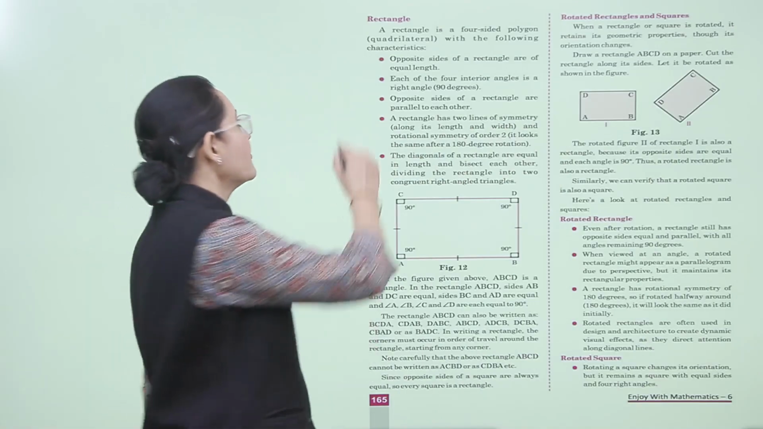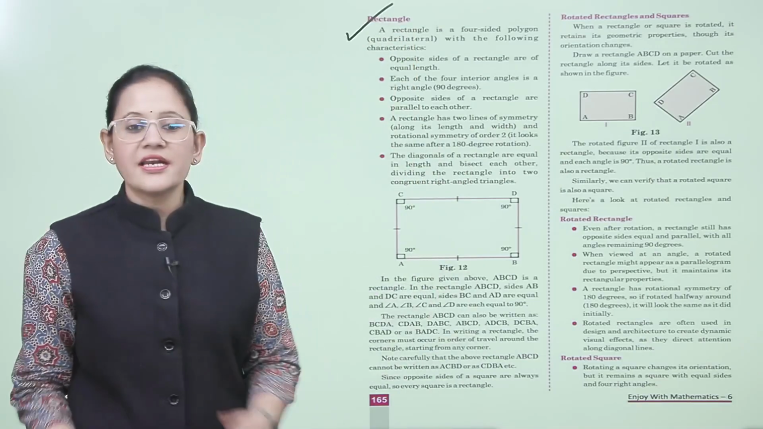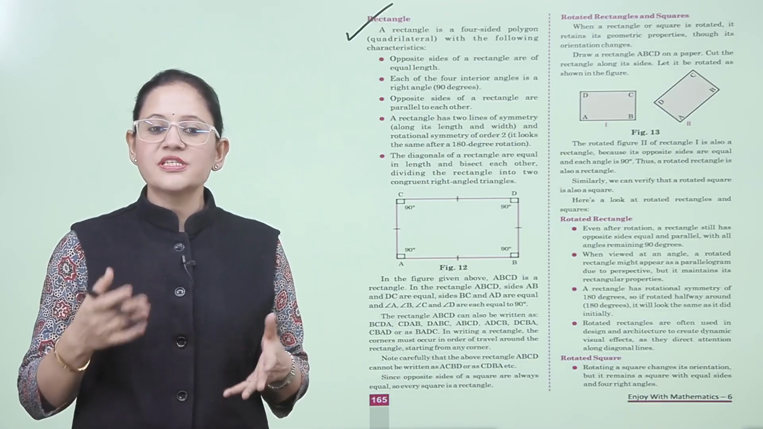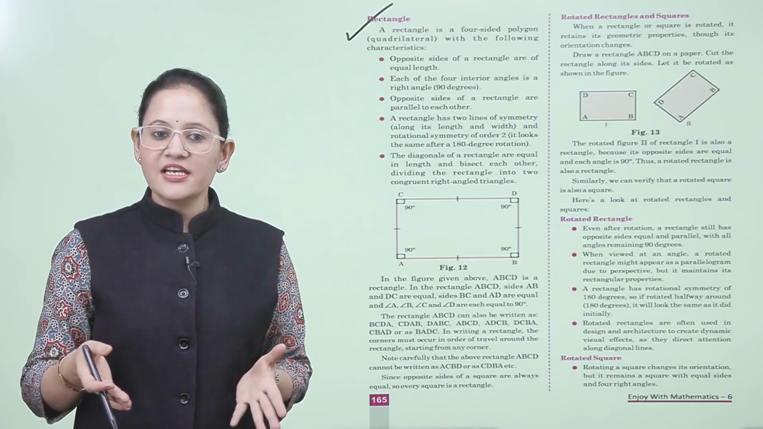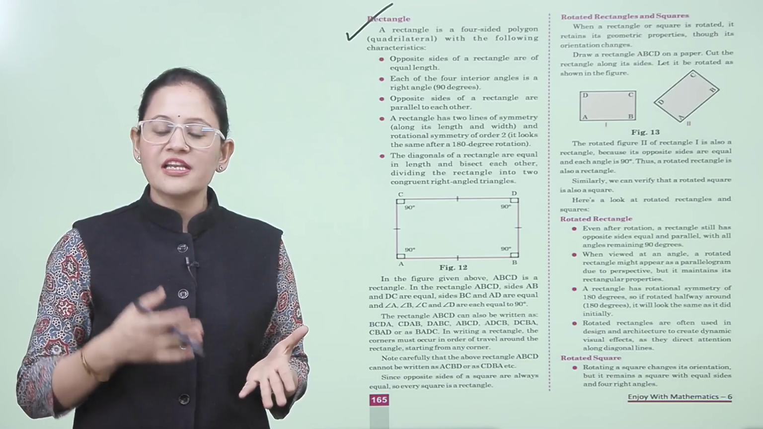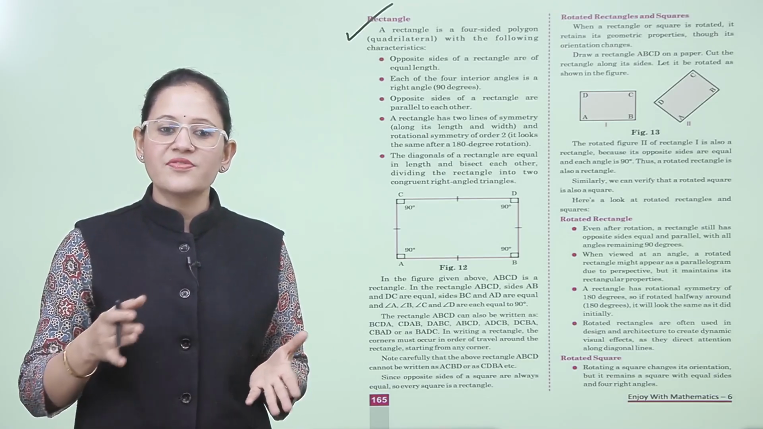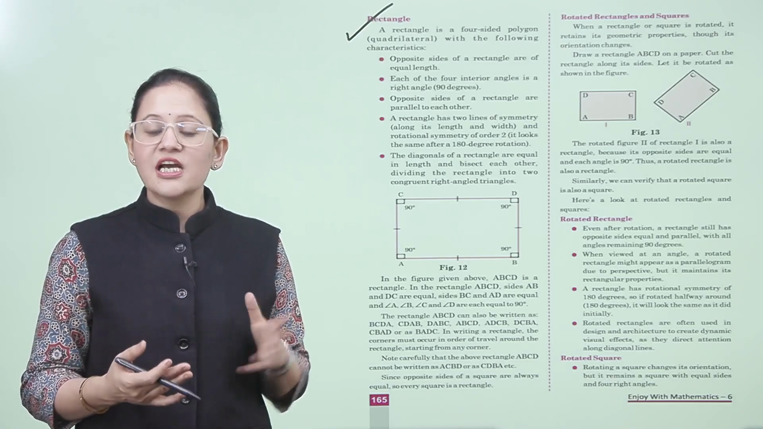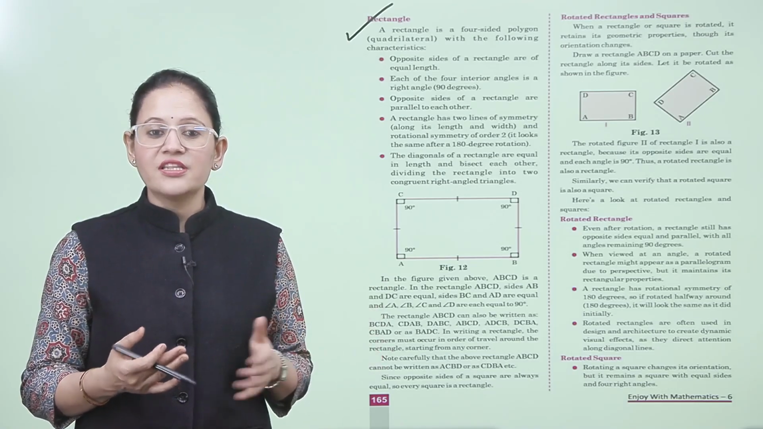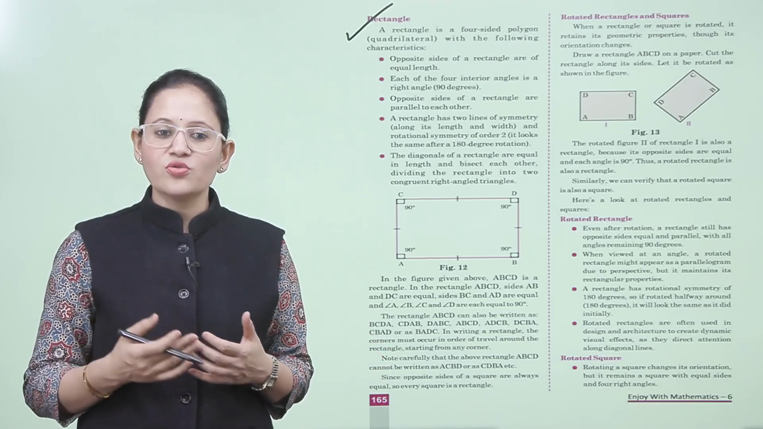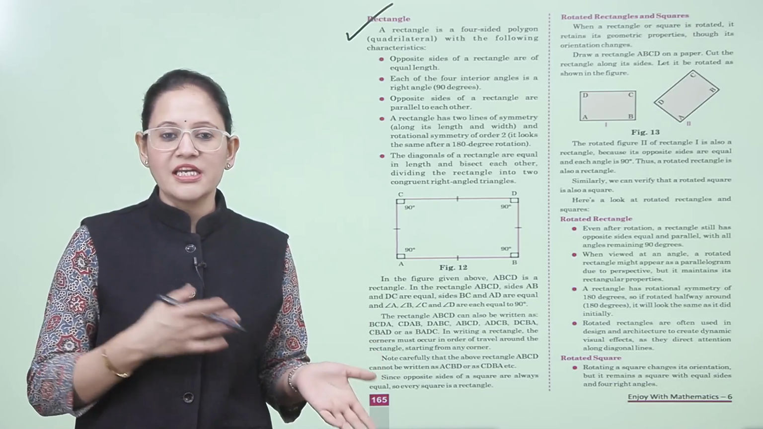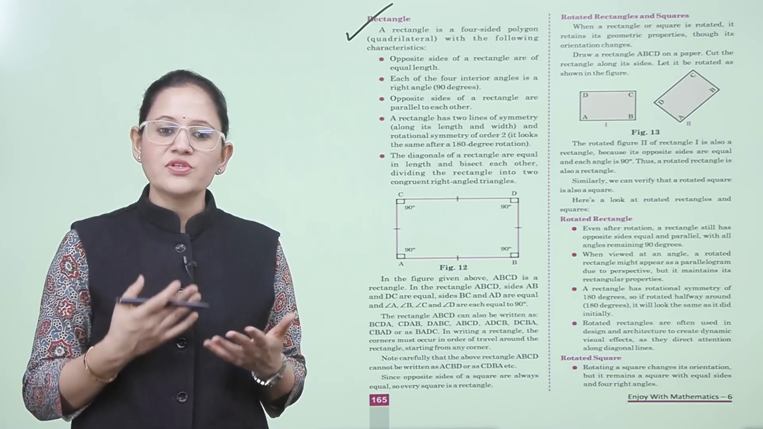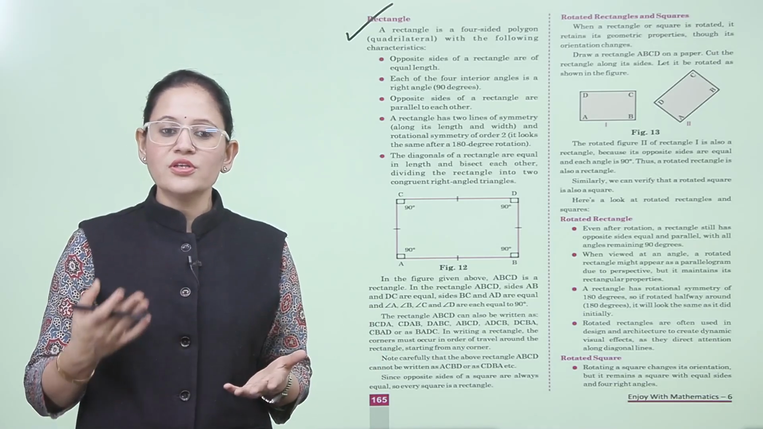Next is rectangle. A rectangle is a four-sided polygon or quadrilateral with the following characteristics. Opposite sides are equal in a rectangle. Each of the four interior angles is a right angle. Opposite sides of a rectangle are parallel to each other. The rectangle has two lines of symmetry along the length and width. The rotational symmetry is order 2. Look, it is the same after 180-degree rotation. Because in a rectangle opposite sides are equal, it will show rotational symmetry of order 2.